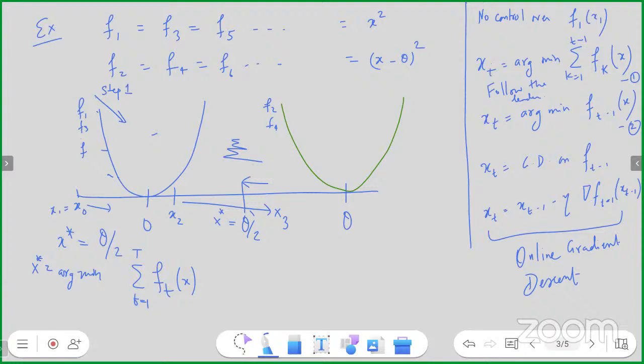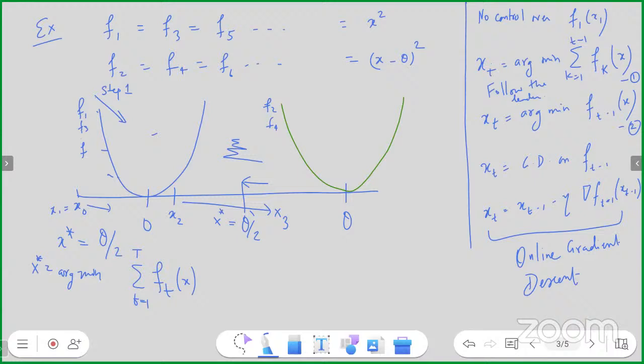Should really think of it as chasing the previous optimizer. That's the way I think about it. That this algorithm is trying to chase the previous optimizer. See, what is this one step doing? It's trying to move towards the optimizer of the ft minus 1. And that's in some sense a right thing to do. So the same proof will work for this also, because you can always do better than this.